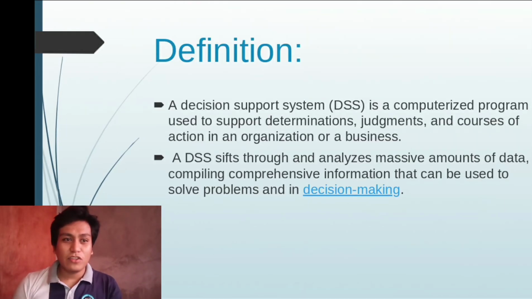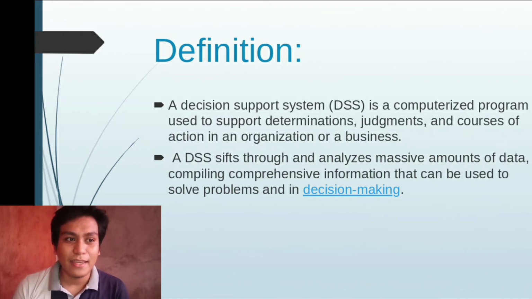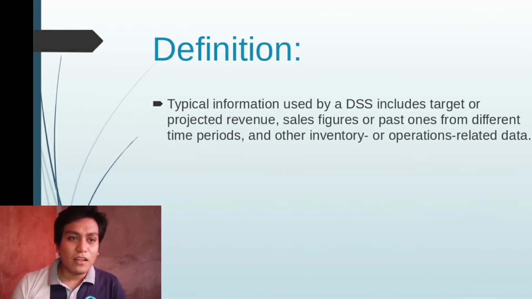Definition. A decision support system, DSS, is a computerized program used to support determinations, judgments, and courses of action in an organization or a business. Another definition is the DSS sifts through and analyzes massive amounts of data, compiling comprehensive information that can be used to solve problems in decision making. Typical information used by a DSS includes target or projected revenue, sales figures or past ones from different time periods, and other inventory or operations related data.